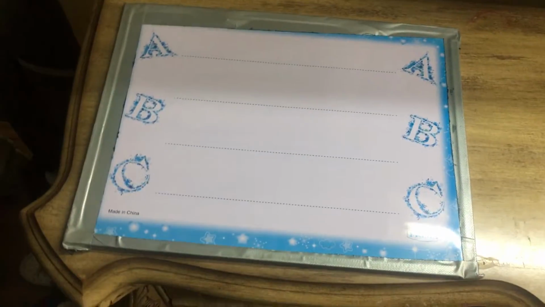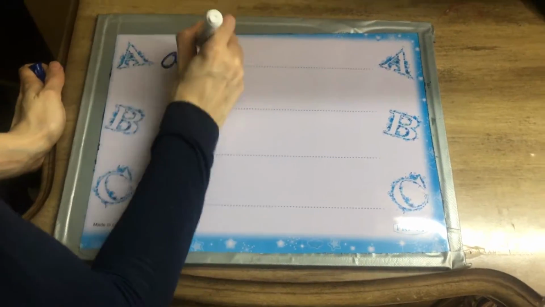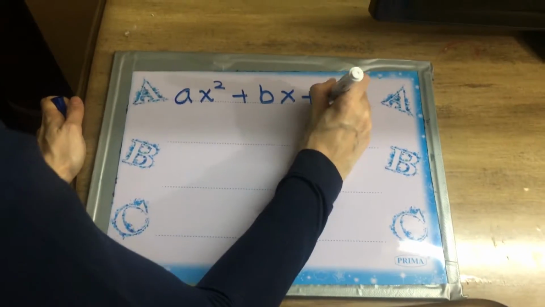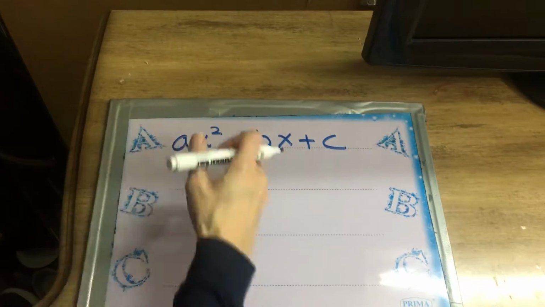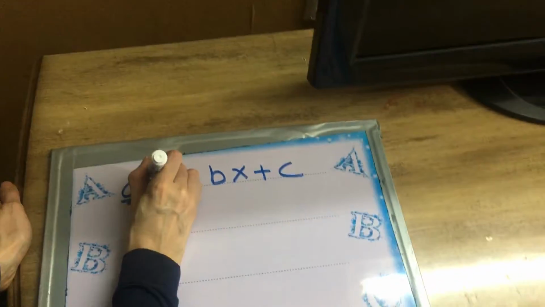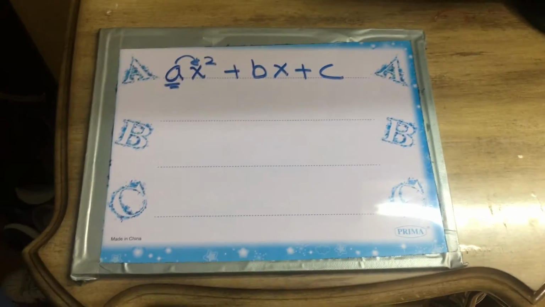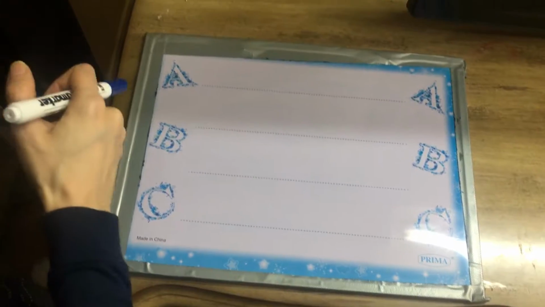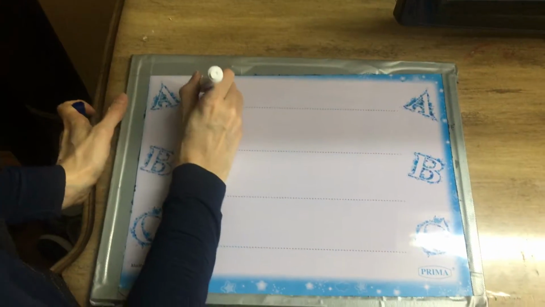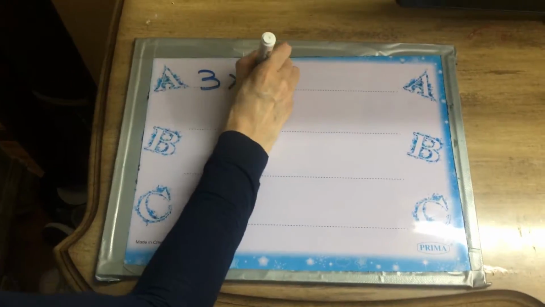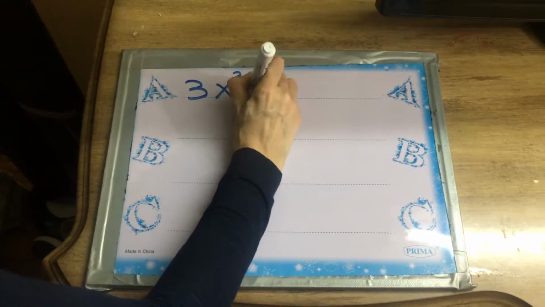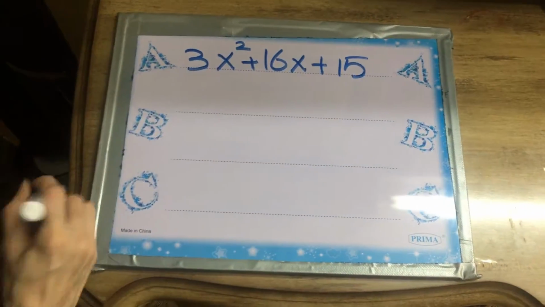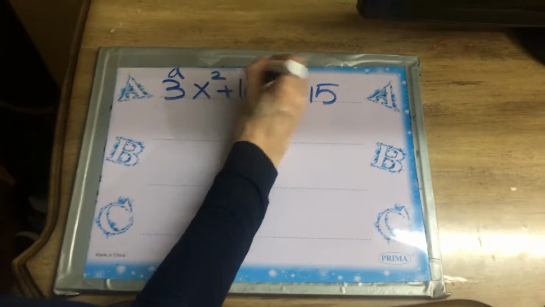Now we'll start factoring ax² plus bx plus c. In this one, we have a number that is multiplied by x². Let's take our first example. We have 3x² plus 16x plus 15. This is the A, this is B, this is C.